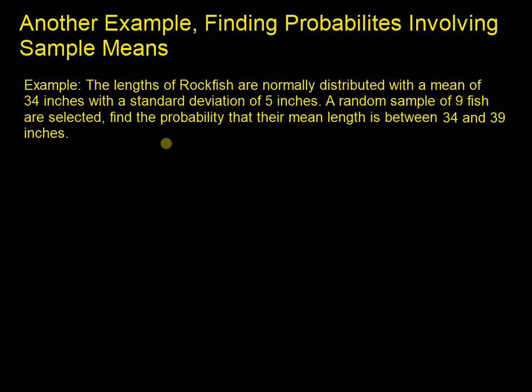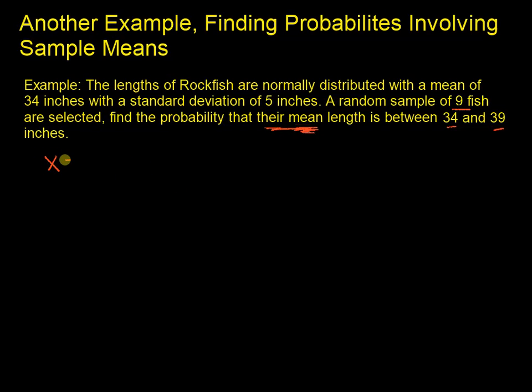All right, so first we need to recognize this question is not asking us to find the probability that x is between 34 and 39, right? No. This problem is asking us to find the probability that the mean of the 9 fishes, so the sample mean, x bar, is between 34 and 39 inches. So this is a different sort of problem than the problems that we've done before.